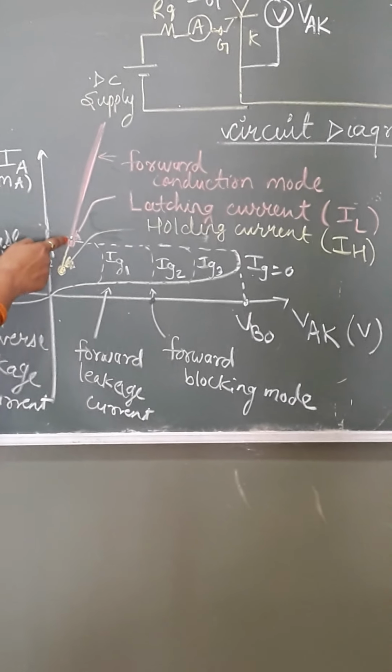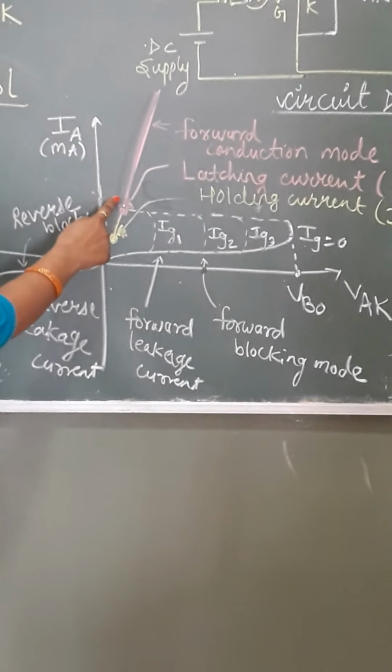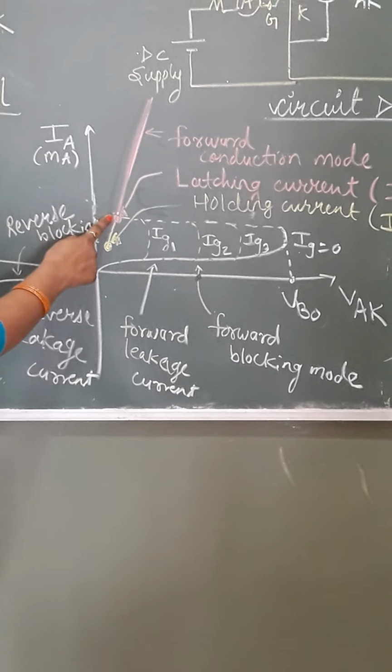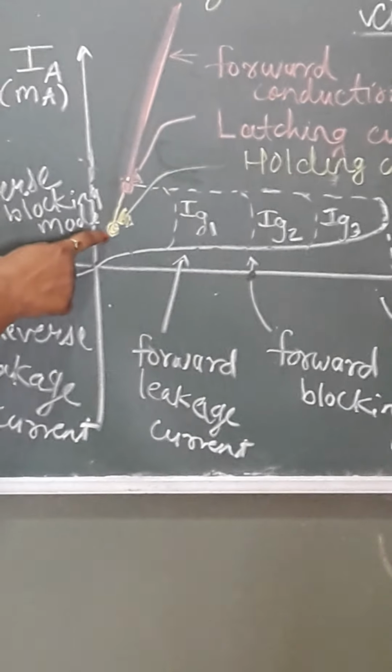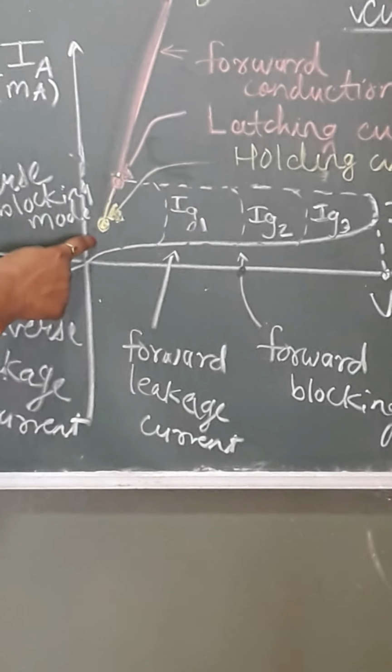Now if you want to make the device off, you need to continuously decrease the anode current. You come up to the latching current, but the device cannot be made off. You have to bring it below, and a point will come. That is the holding point. Below this, if you drop the current, the device can be made off.